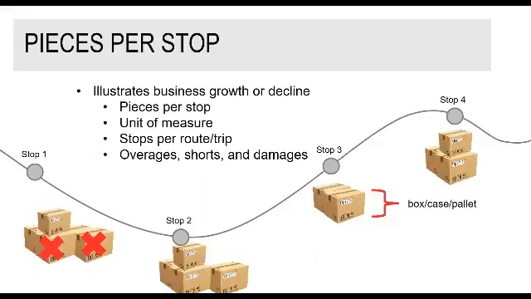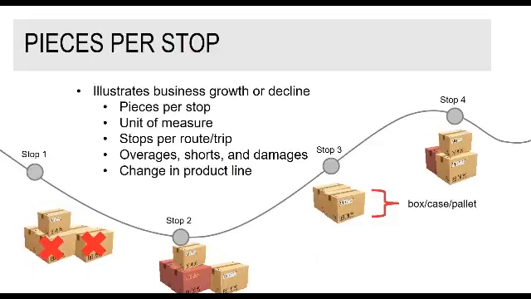Again, overs, shorts and damage, the OS&D products, impact everything, but they impact pieces per stop because if, say, you're supposed to deliver 100, but you only delivered 95, those are two values you want to be able to track against. So if we were running at full capacity, our pieces per stop would be this, but because we have these OS&D issues, our pieces per stop is 5% lower, 10% lower, whatever that is.